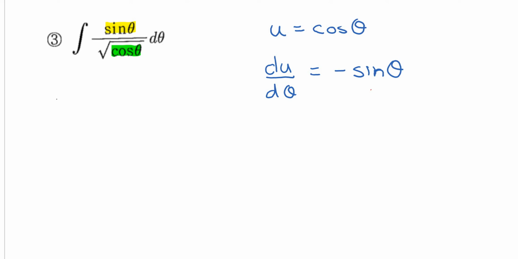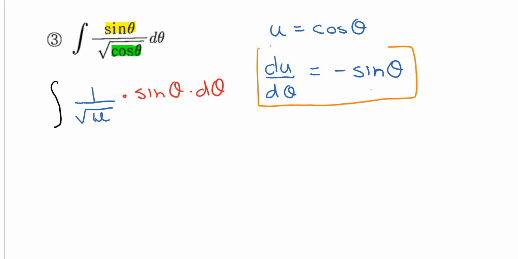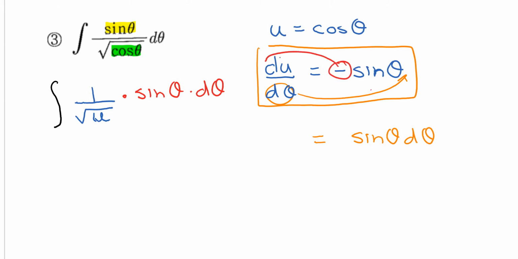Okay, let's go back to the original problem now, and let's just rewrite this. I'm going to rewrite this as 1 over the square root of u, and then I'm going to multiply that by sine theta times d theta. Then I can take my derivative expression right here and move that around. So the d theta right here, I can multiply with sine theta. If I do that, I get sine theta times d theta. And then I can take this minus sign and multiply that with the du, so I get negative du.